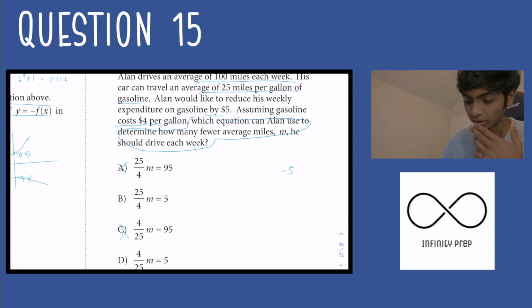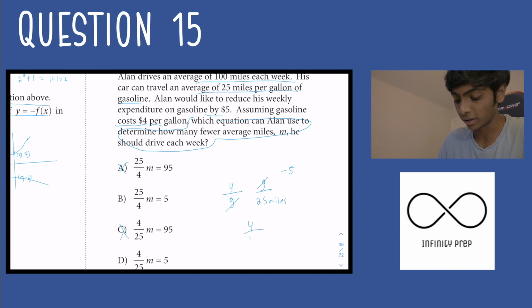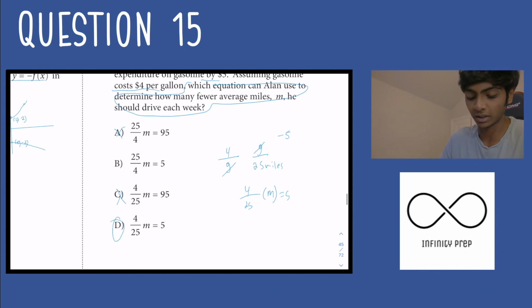Now let's figure out what the answer is. So it's saying that each gallon of gasoline costs $4, and we know that for each gallon of gasoline, he can drive 25 miles, right? And if the gallons cancel out, we get 4 over 25 times whatever, how many miles he needs to cut down equals 5. And that gives us answer choice D.